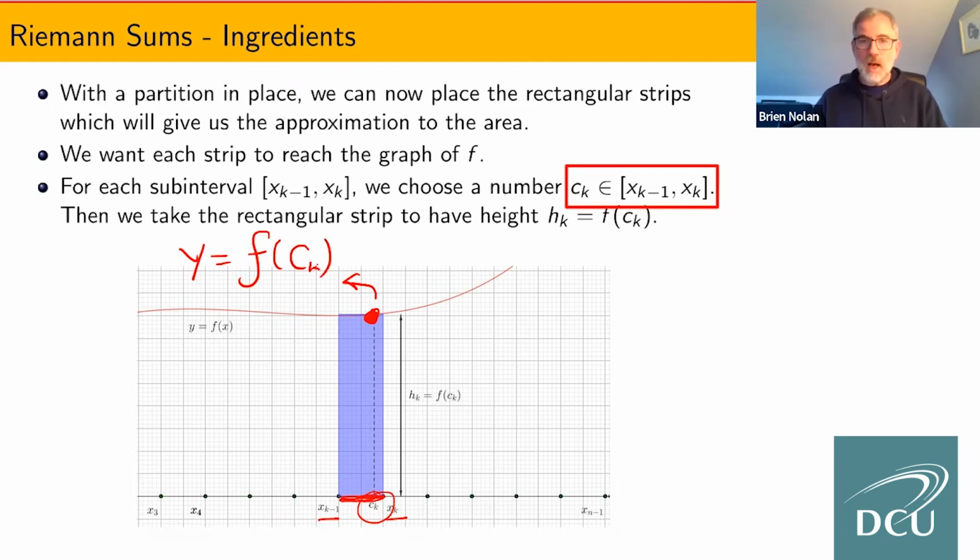So we've picked any number in the subinterval, call it ck, because it's coming from the kth subinterval. And then we draw a rectangle whose height is given by f of ck. So that's what's shown there in the diagram. As you can see, I've labeled that the height, we call it hk, and the height is given by the function at the point in question. How do we choose ck? Well, we'll see a few different ways of doing that, but fundamentally, we can choose any number ck from this subinterval. Okay, so there's our fourth element. We have the function, we have the starting interval, we have the partition. On each subinterval, we draw a rectangle whose height is determined by the function.